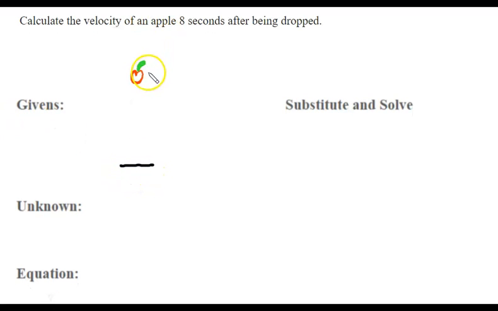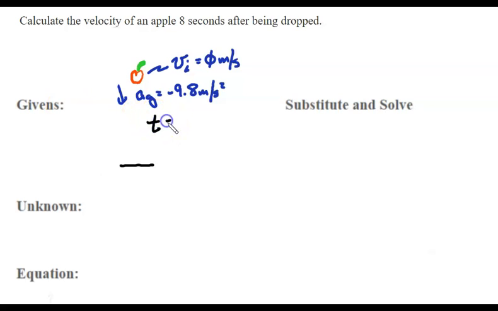So in this case, I know that my initial velocity in the y-axis is 0 meters per second. And everything falls in this direction with an acceleration due to gravity of negative 9.8 meters per second squared. Now, the question tells me that it falls for a time of 8 seconds. But the question is, if the apple falls, what is the velocity here?